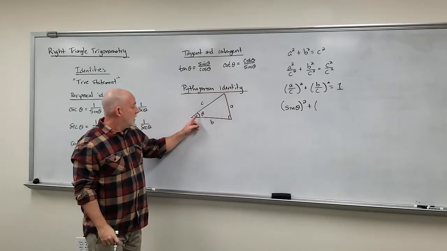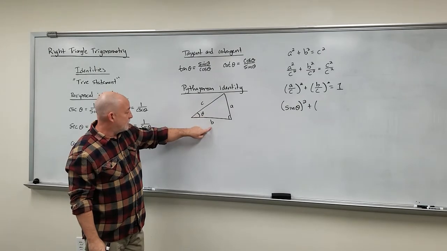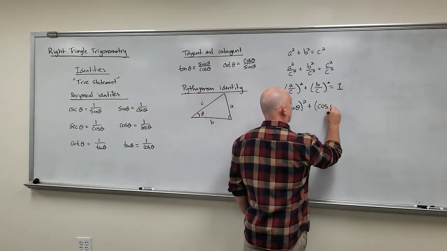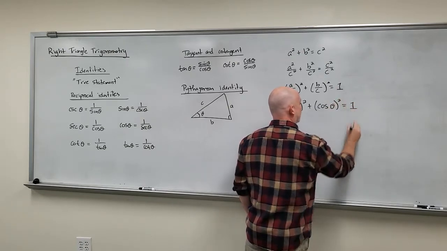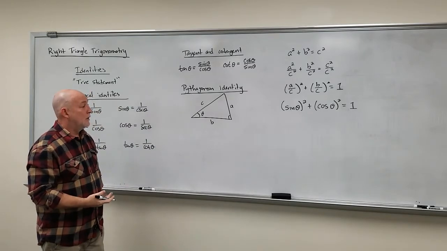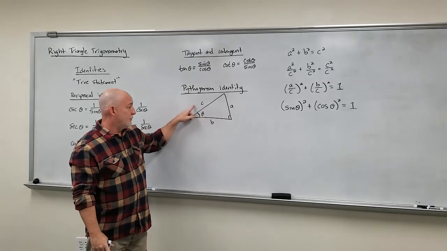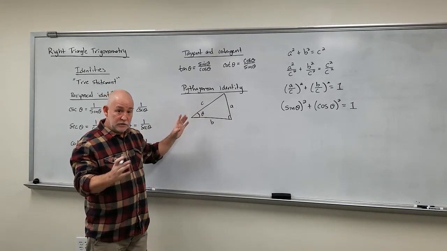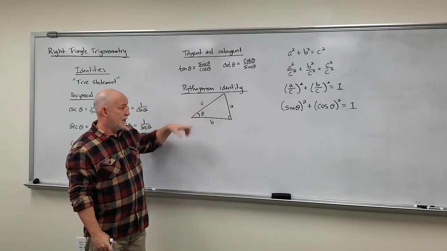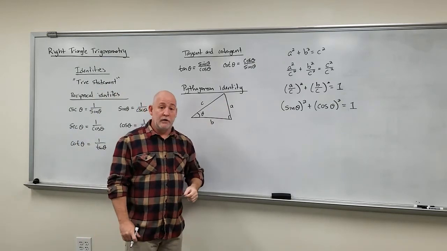And guess what? B over C would be the cosine because for theta, that would be the adjacent and that's the hypotenuse. So this is the cosine of theta squared is 1. Now this is a pretty interesting result. It says if you take the opposite side of a triangle divided by the hypotenuse, whatever number that is, you square it. You take the adjacent side of a right triangle divided by the hypotenuse, whatever that number is, you square it. Add those two values together, you're always going to get 1.